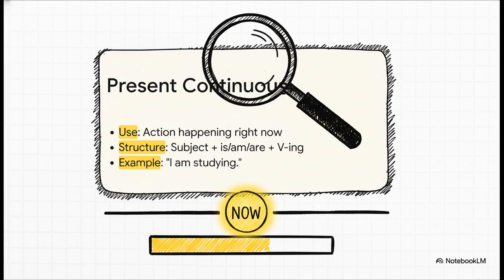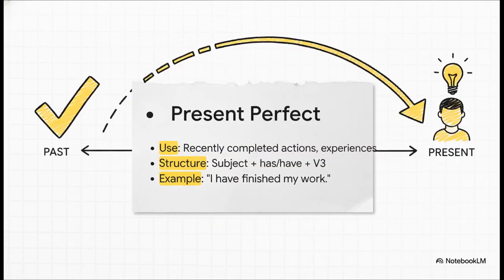The action is happening as you speak. Now, this is a fun one. The present perfect is like a bridge connecting the past to right now. The action itself is finished, but its result, or the memory of it, is important in the present. If you say, I have finished my work, you're really saying, so now I am free.